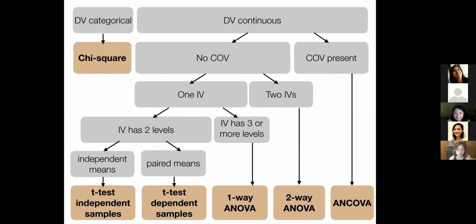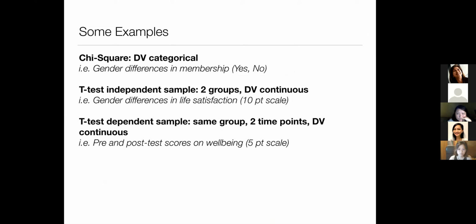So let's go talk about statistics of group differences, and mainly we will focus on the boxes below: t-tests, analysis of variance, and analysis of covariance. Chi-square, although we will not focus on it, is also still an important test of group difference. But the main difference from the others is that its DV is categorical.